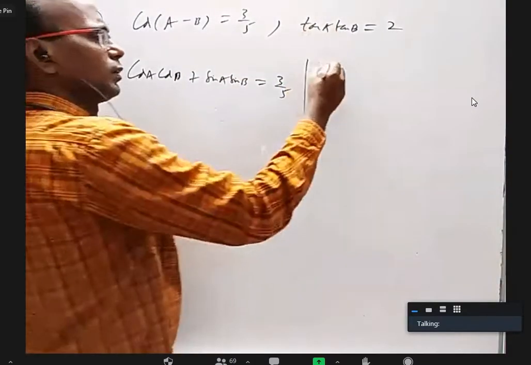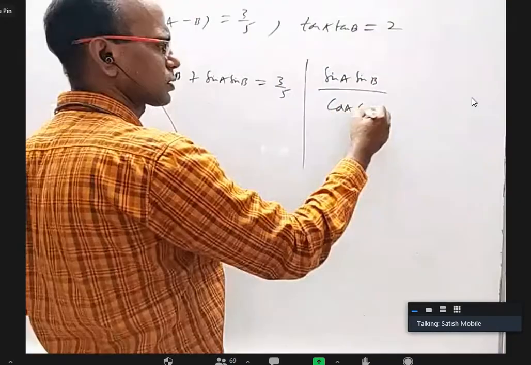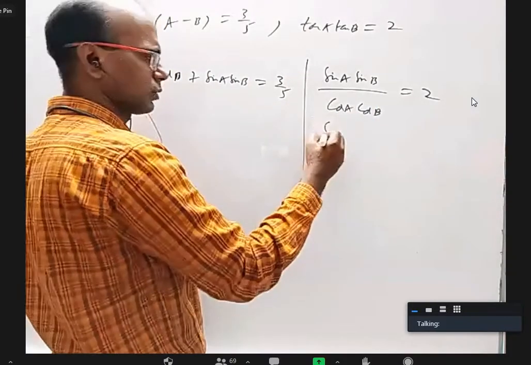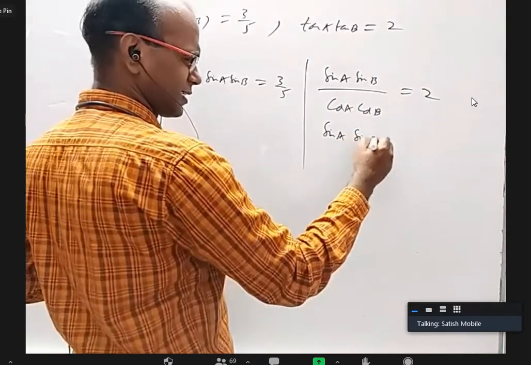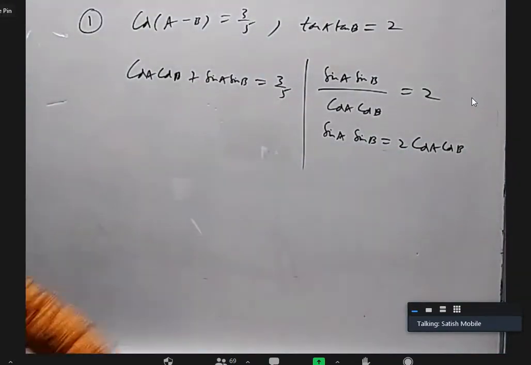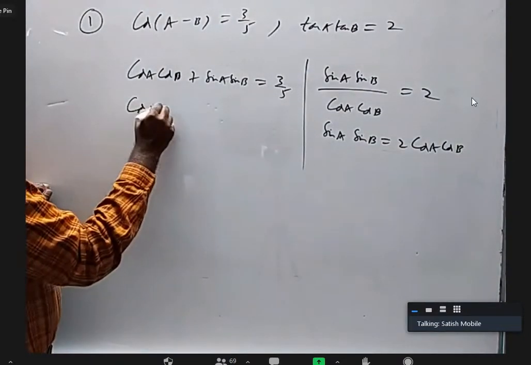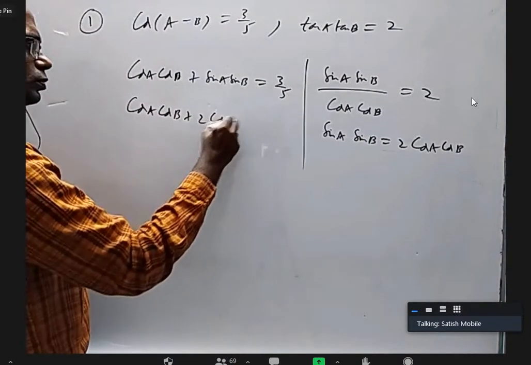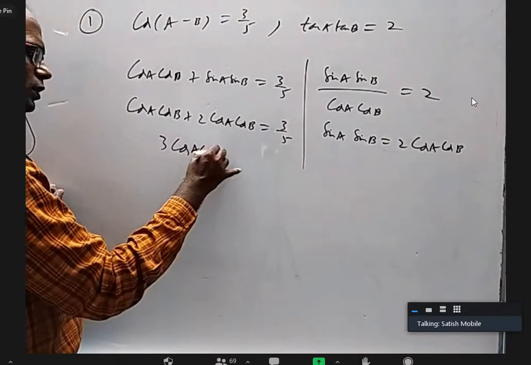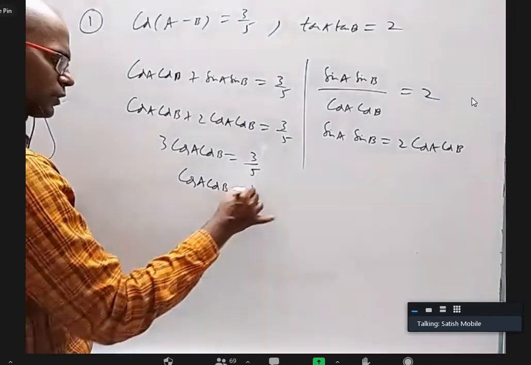Sir, now you can divide both sides by cos A and cos B. Yeah, that is also okay. I can write sin A sin B by cos A cos B is equal to 2. Send this one to that side because tan is sin by cos. I will get sin A sin B equal to 2 cos A cos B. Now in the place of sin A sin B, I can substitute that. Cos A cos B plus 2 cos A cos B is equal to 3/5. So this and this put together is 3 cos A cos B is 3/5. When I cancel 3, I'll get cos A cos B is 1/5.